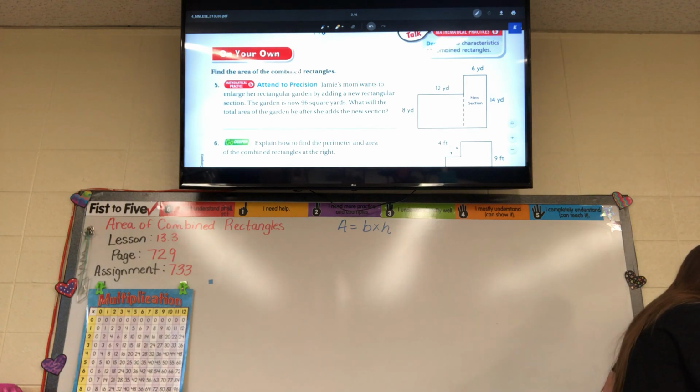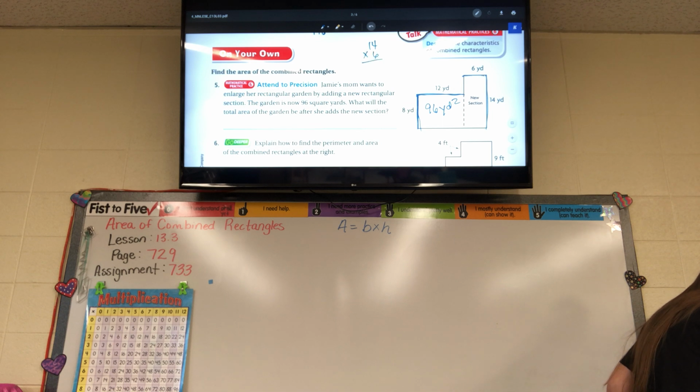Okay, so this 12 times 8 is where they got the 96 square yards, okay? The new section is 14 by 6. So let's do 14 times 6. 6 times 4 is 24. Put down the 4, carry the 2. 6 times 1 is 6, plus 2 more is 8.